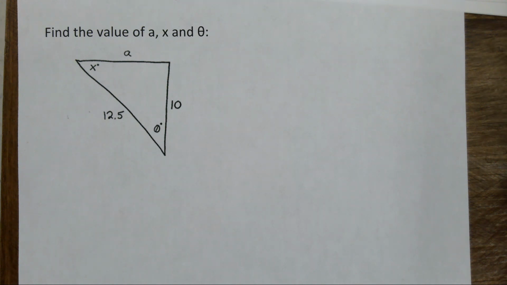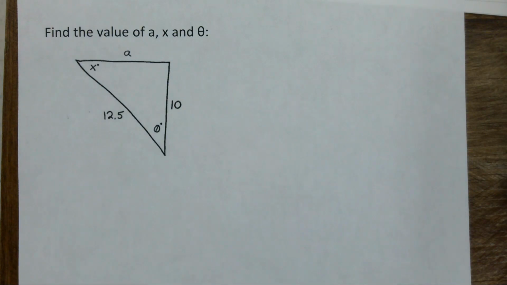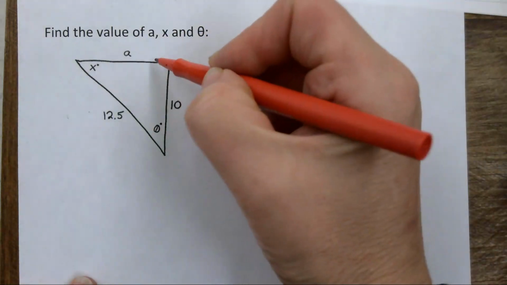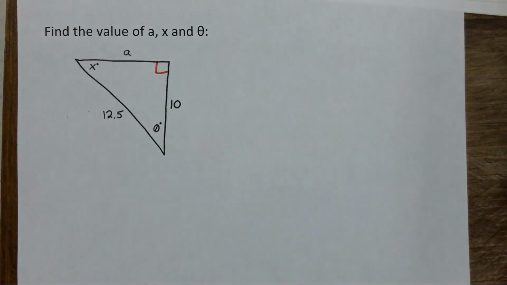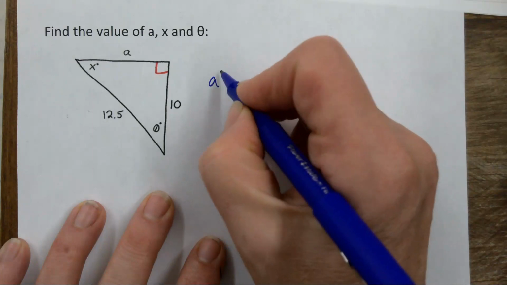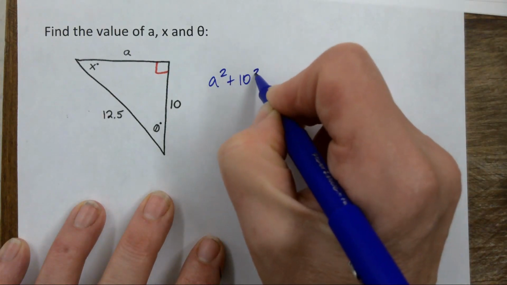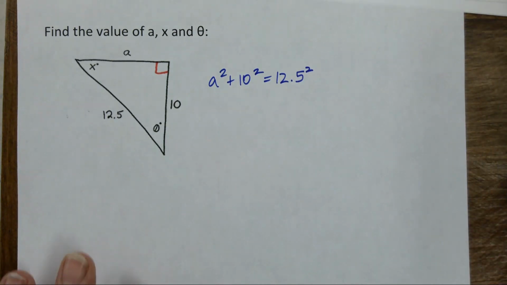Pythagorean theorem. I can still use the Pythagorean theorem. Is the Pythagorean theorem going to help me on this triangle? Yes, it is. This should be marked as a right angle. Please put that in there. But if this is a right triangle, how can I find A? Yep. Perfect. A squared plus 10 squared equals 12.5 squared.